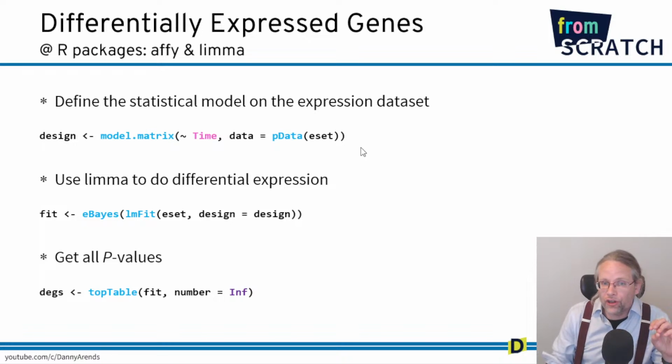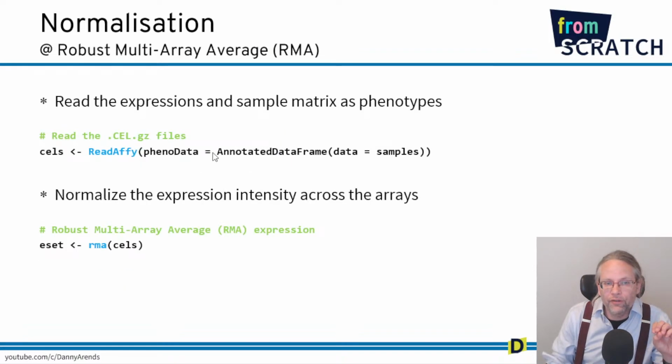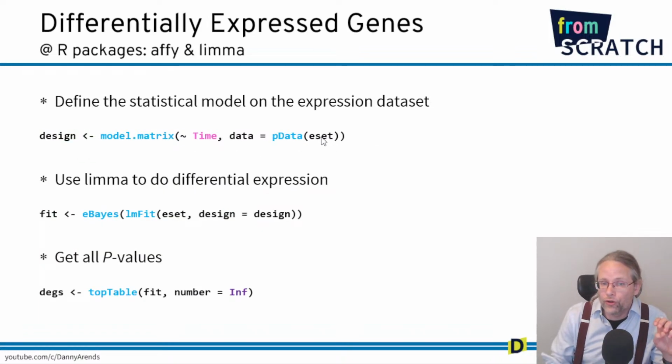So the statistics, again, we're going to use all built-in default settings. So I'm going to make a model matrix. And the only thing that I want to look at is the time. So the time comes from the pData, right? That's the pheno data that we provided to the affy package. So what it will do, very basically, is look at the column called time, and it will say, oh, I see 2 different time points. So I'm going to compare one time point with the other time point.